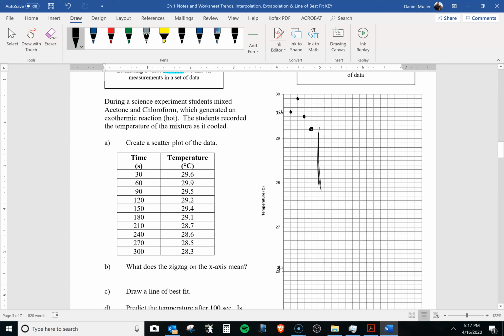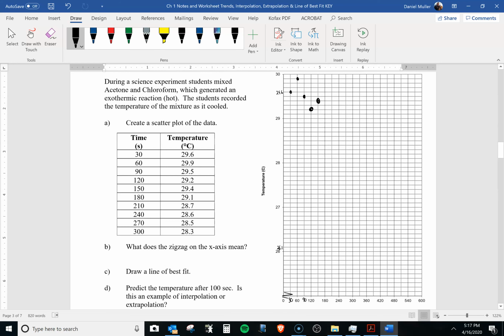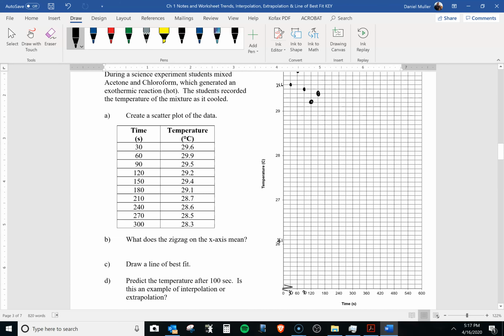So that would be the next line. Here's, and then 29 is right here. 0.1, 0.2, 0.3, 0.4. So you're going to have to be graphing this and just paying attention. Make sure you count properly. At 180 seconds, is that the next line? Yeah, I'm good. I have to go 29.1 to 29.1. And then 210 seconds, which is the next line, I have to go to 28.7.